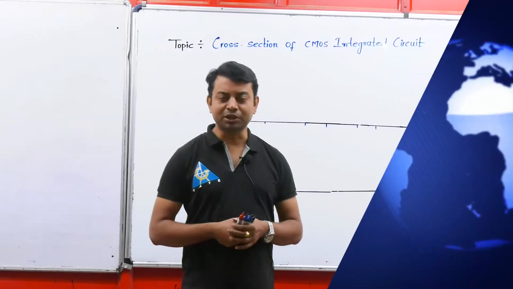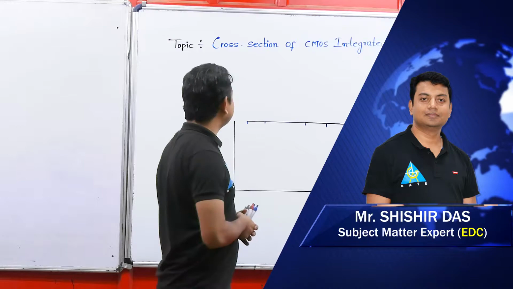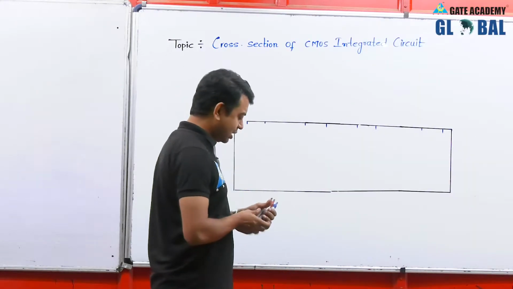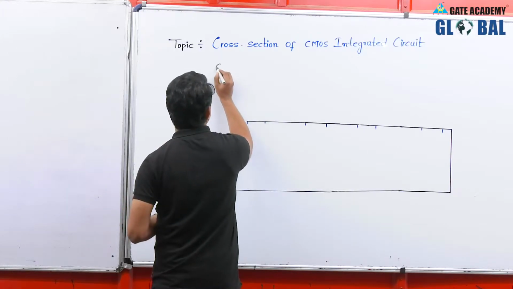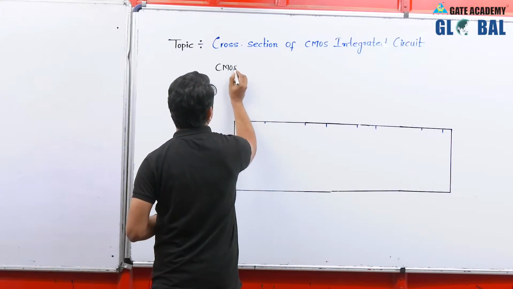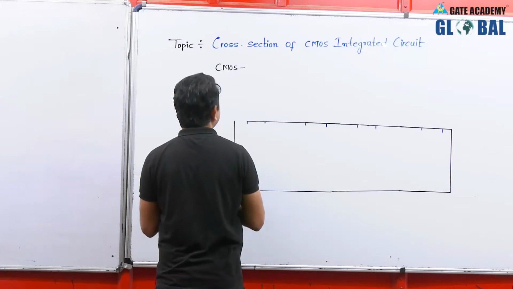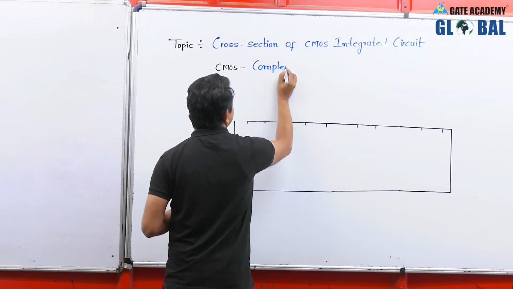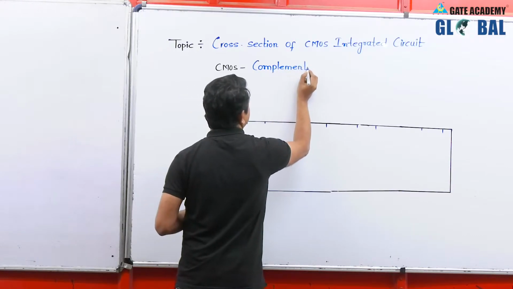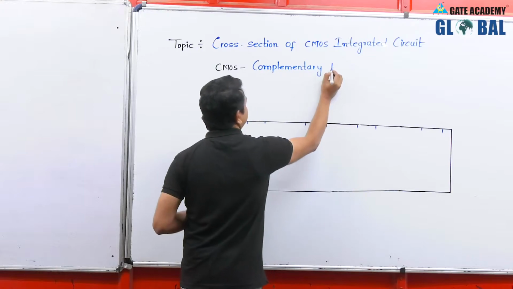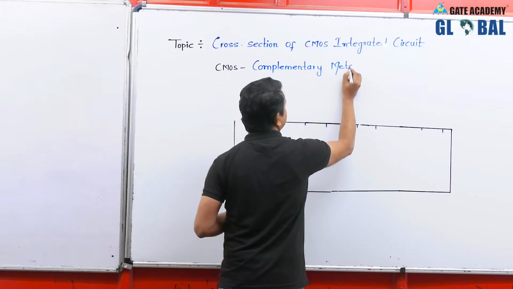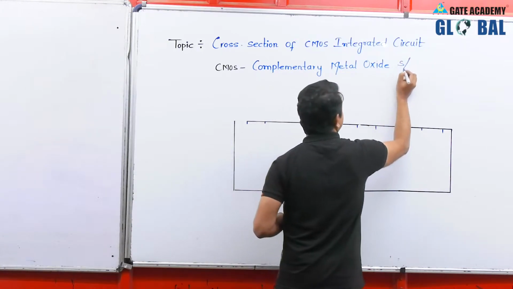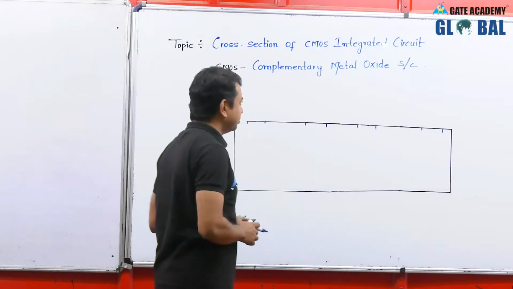Now the new topic that we are going to see here is the cross section of CMOS integrated circuit. What is this CMOS? I would like to write here, this CMOS stands for complementary metal oxide semiconductor. So what is this complementary metal oxide semiconductor?